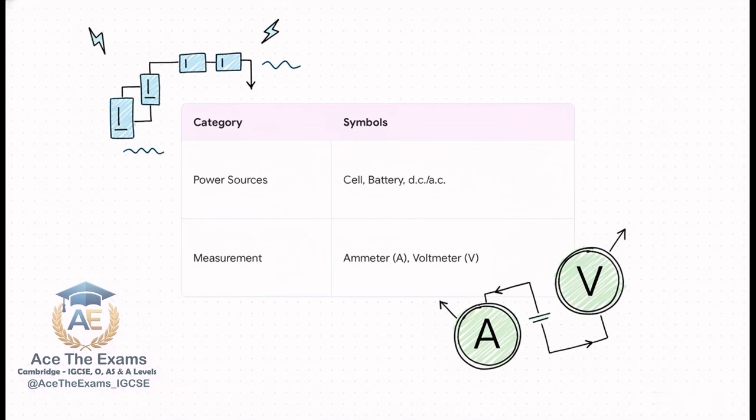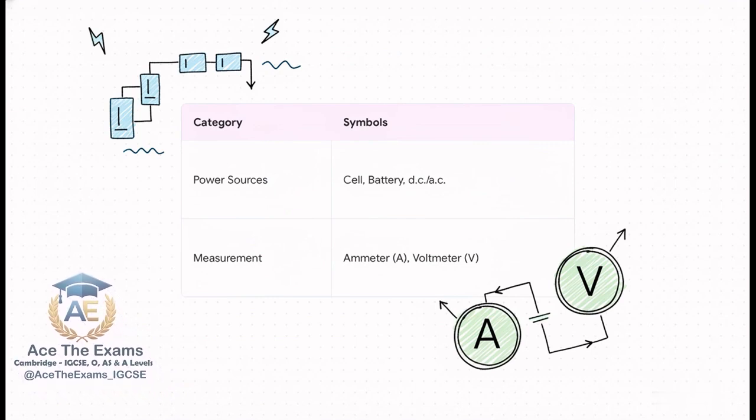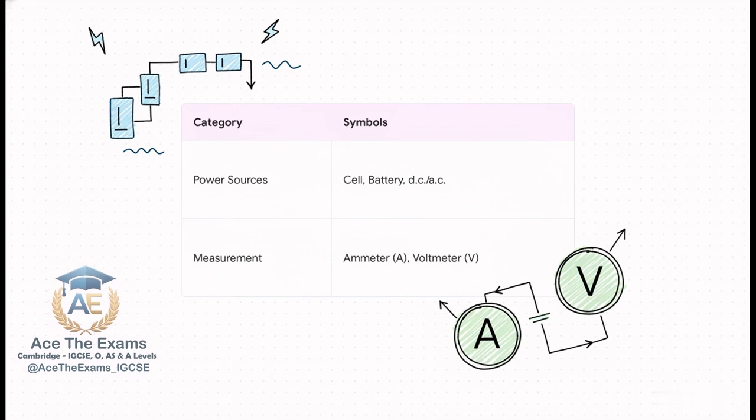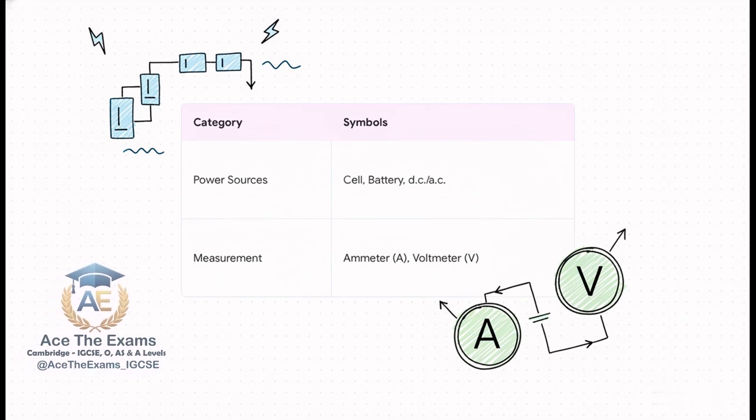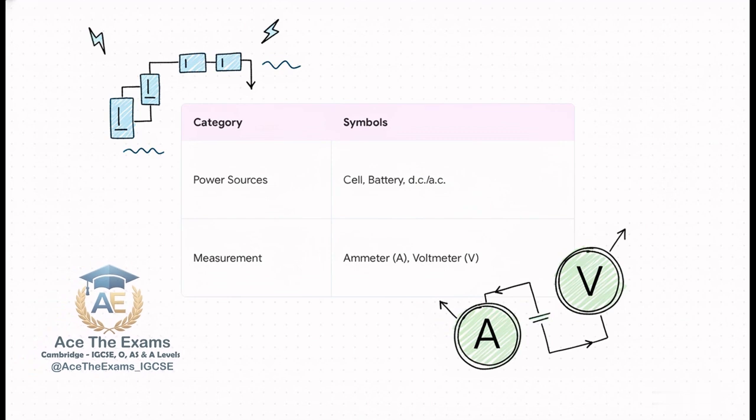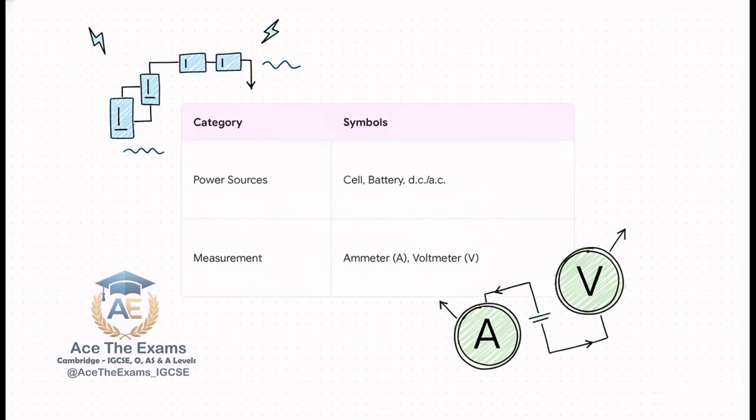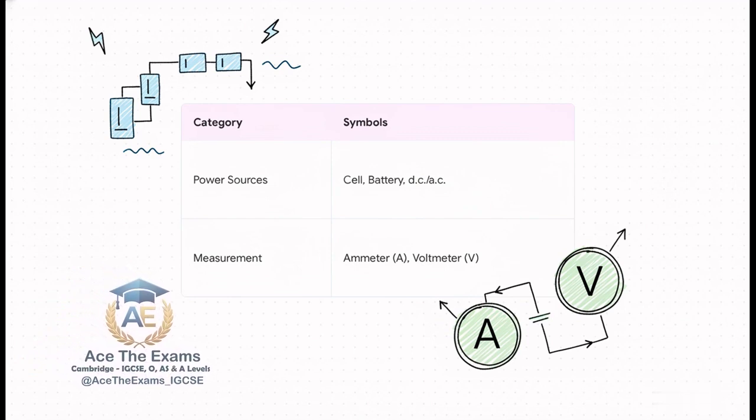Look at how we can immediately differentiate our power sources from our measurement devices. A single cell is just a long line and a short, thicker line. A battery is simply a series of these cells connected. Contrast that with our measurement devices, which are beautifully simple.